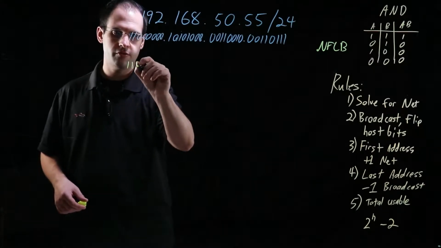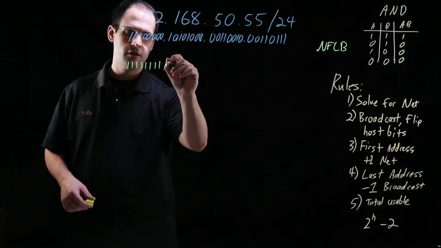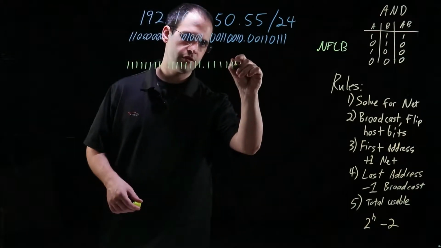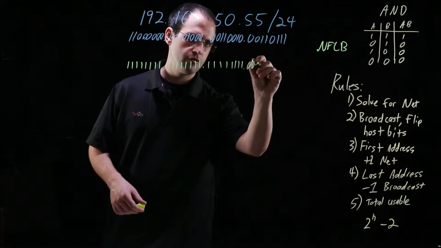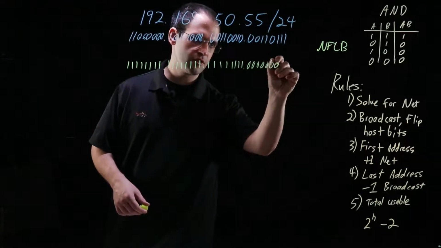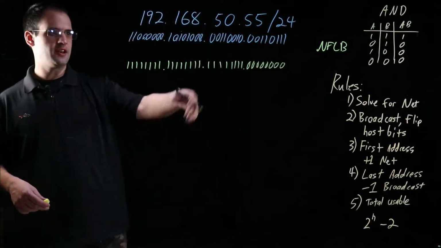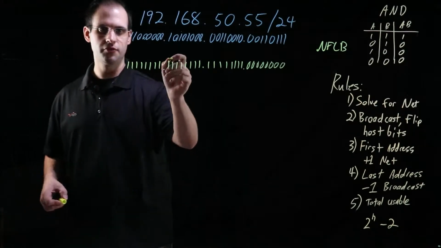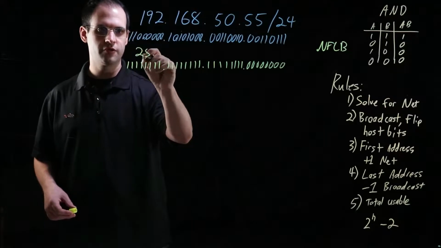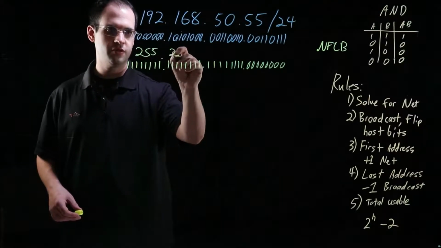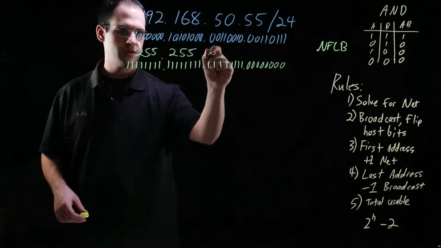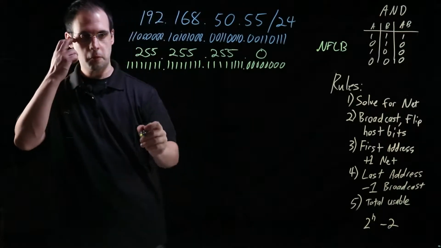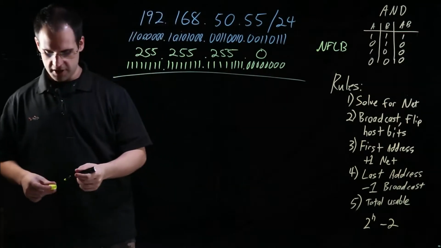So I've got 1, 2, 3, 4, 5, 6, 7, 8, four times, and then I've got 8 zeros, right? And remember that all ones, if you go through the binary conversion here, is 255.255.255.0.